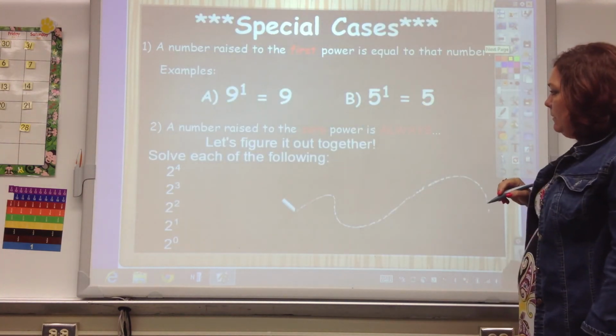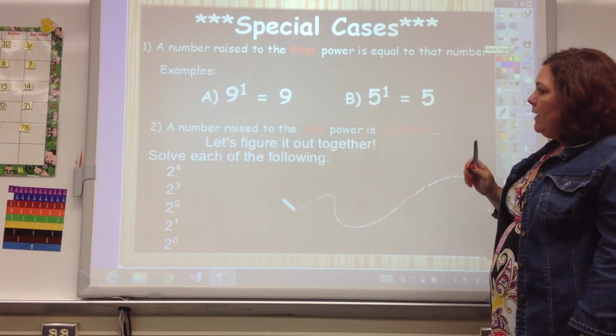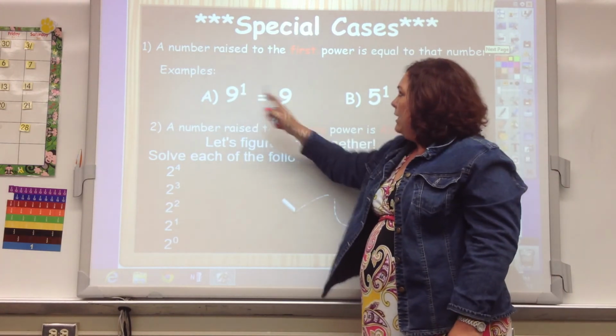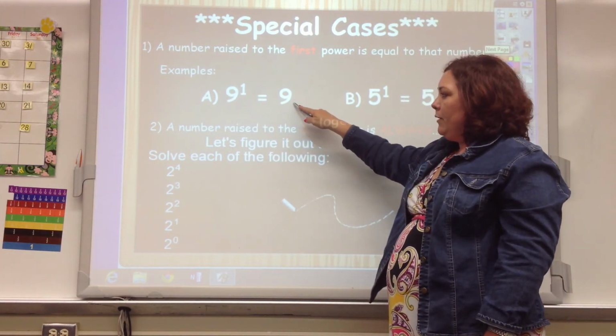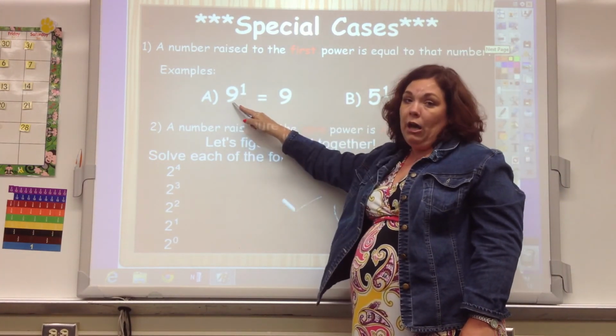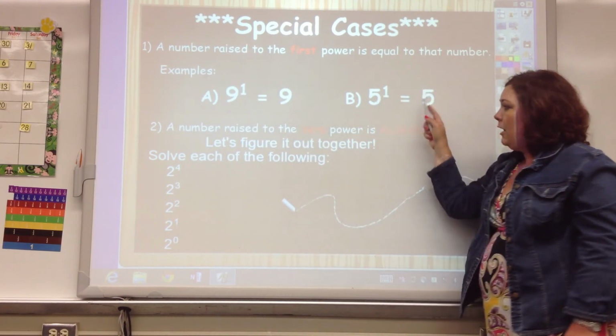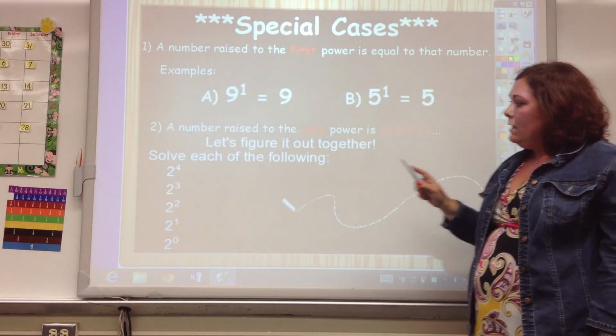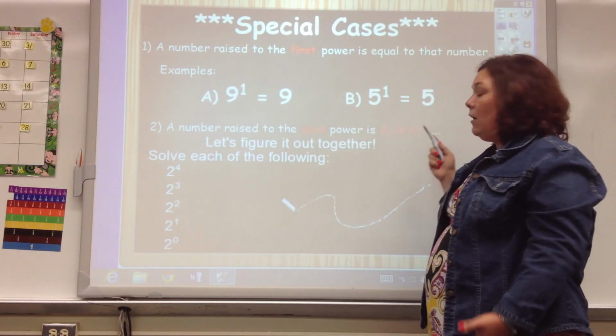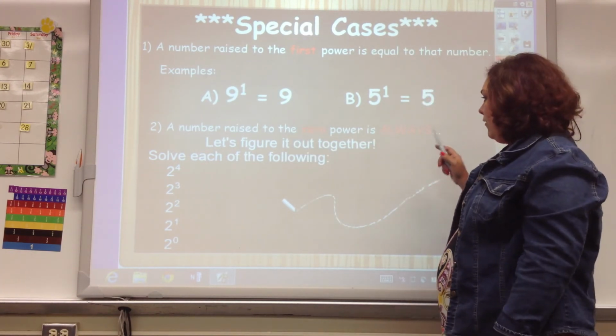So there are some special cases. A number raised to the first power is always equal to that number. So you've got 9 one time, so that equals 9. You've got 5 one time, so that equals 5. And then a number raised to the 0 power is always, well, let's figure it out together.